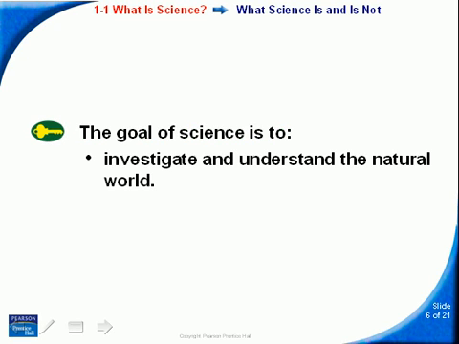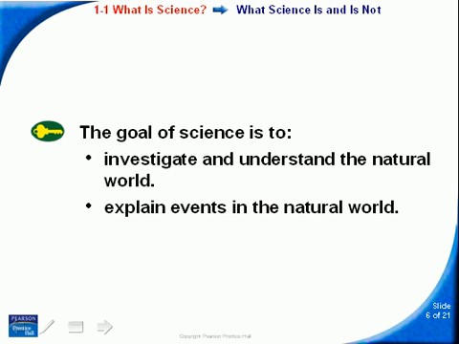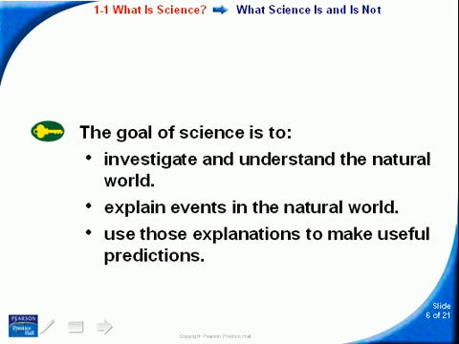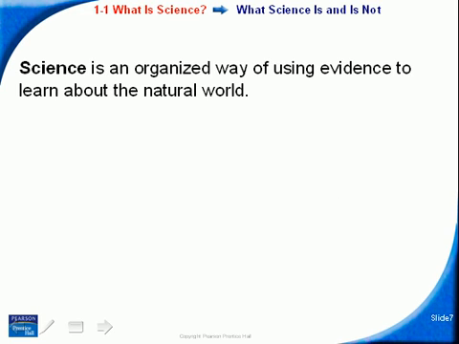The goal of science is to investigate and understand the natural world, to explain events in the natural world, and to use those explanations to make useful predictions. And in the following sections, we'll talk about each of those 3 points: data and observations, then inferences, and then hypotheses.